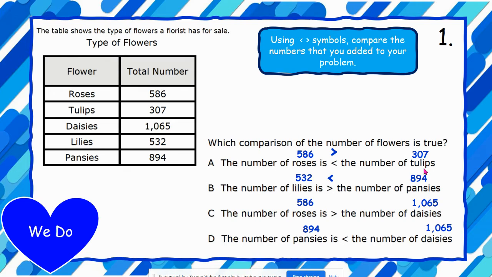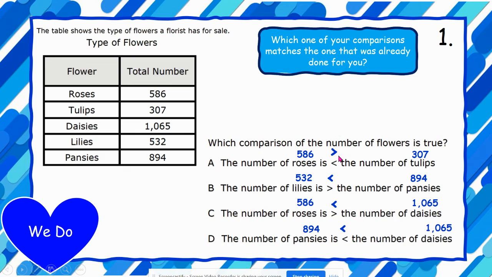Letter C, the number of roses, 586 compared to 1065. 586 is less than 1065. And letter D, 894 compared to 1065. 894 is less than 1065. So notice the symbols that you have written. Now you're going to compare your symbols to see which one matches the symbols that were already done for you.